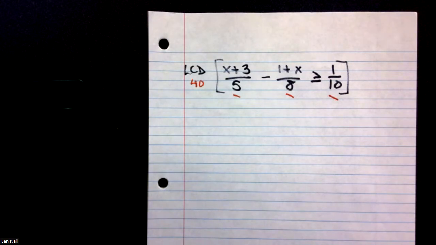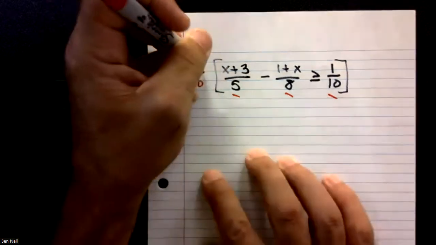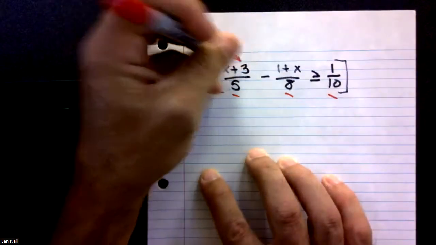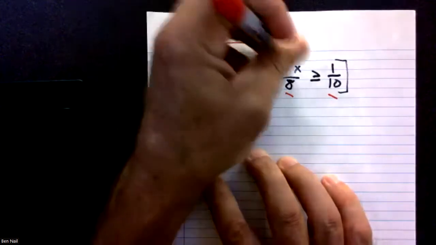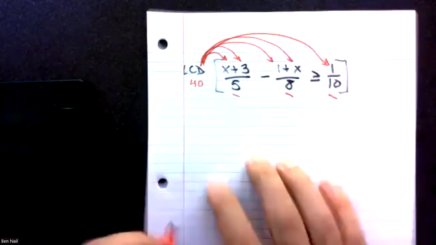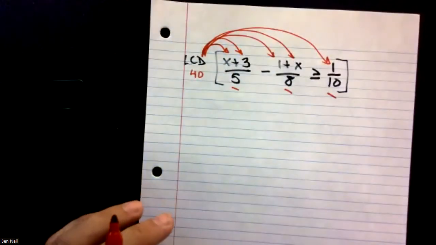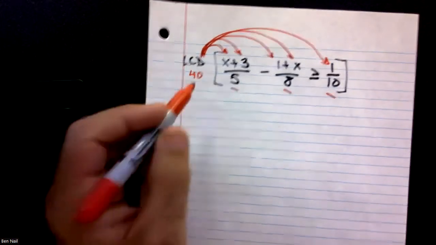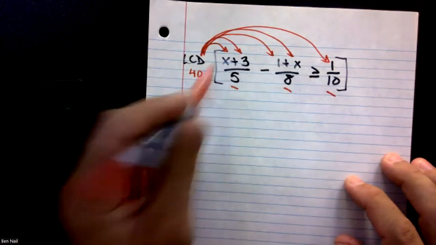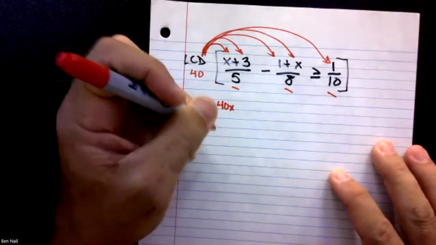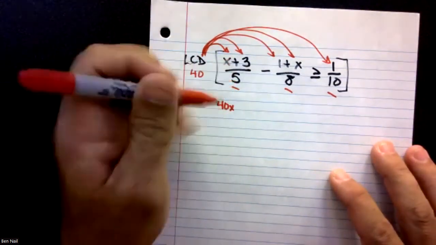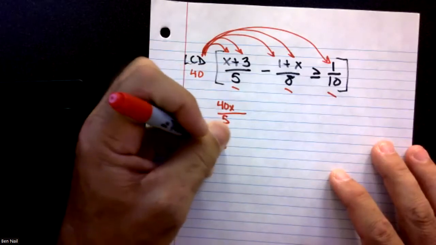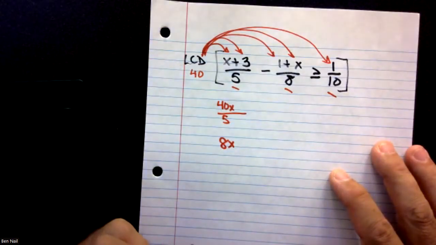5 goes into 10, but 8 doesn't. So you have to find something they all go into. Then we're going to multiply that number to everything. When you multiply fractions, you multiply to the top and then divide. So if we multiply 40 times x, that's 40x. And again, because that's divided by 5, you end up with 8x.